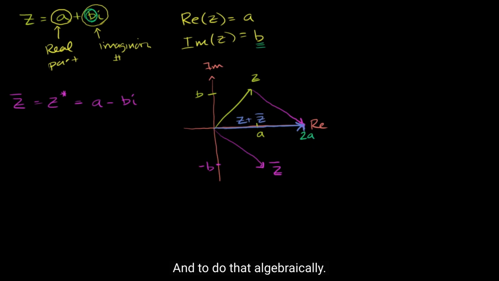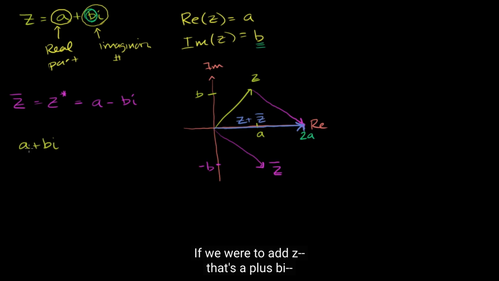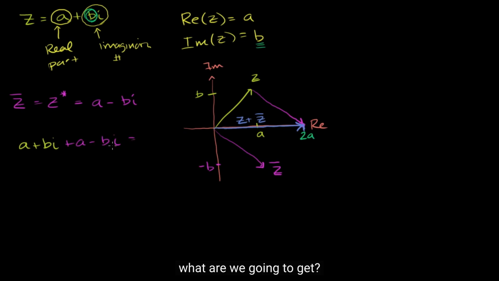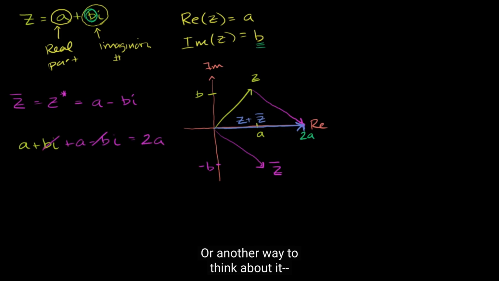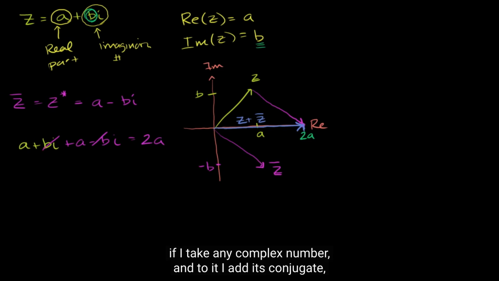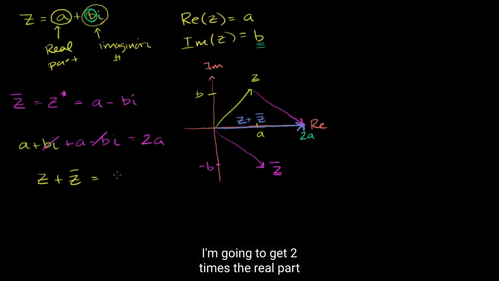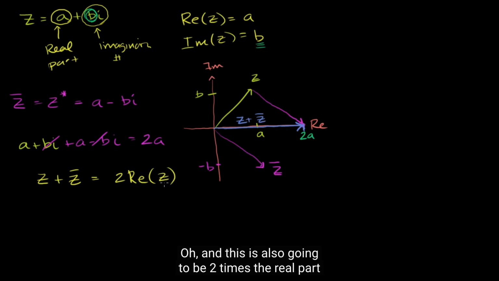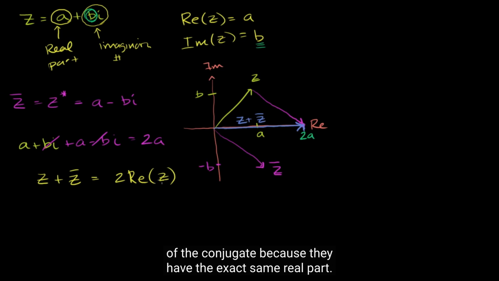And we could do that algebraically. If we were to add z, that's a plus bi, and add that to its conjugate, so plus a minus bi, what are we going to get? These two guys cancel out. We're just going to have 2a. Or another way to think about it, and really we're just playing around with math, if I take any complex number, and to it I add its conjugate, I am going to get 2 times the real part of the complex number. Oh, and this is also going to be 2 times the real part of the conjugate, because they have the exact same real part.